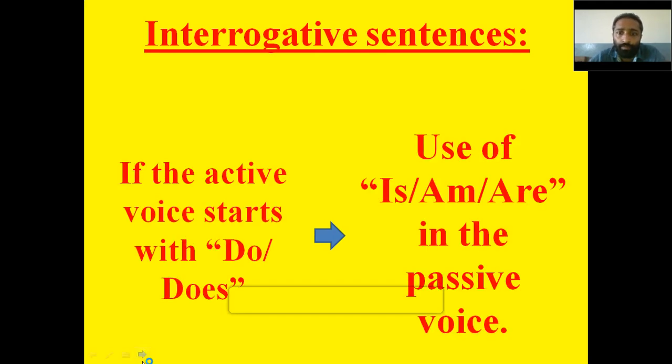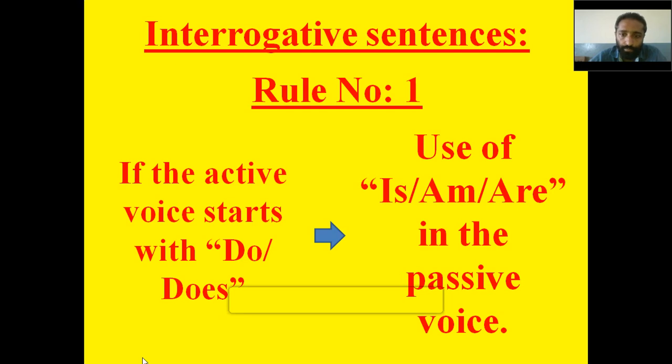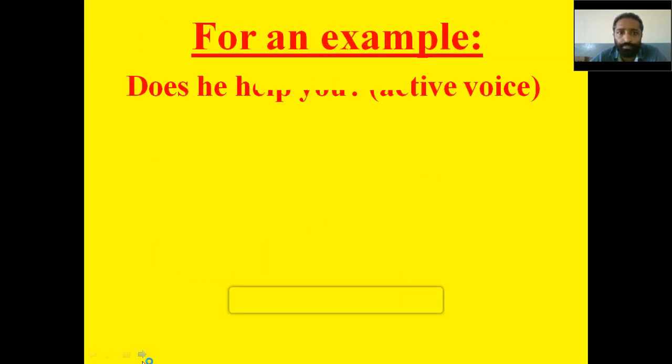So rule number 1. If the active voice starts with do or does, which tense are they related to? That is present tense. Use of is, are in the passive voice. Since these two, do and does, are of present tense, we'll have to use words like is, are in the passive voice. I'll give an example so that you will understand.